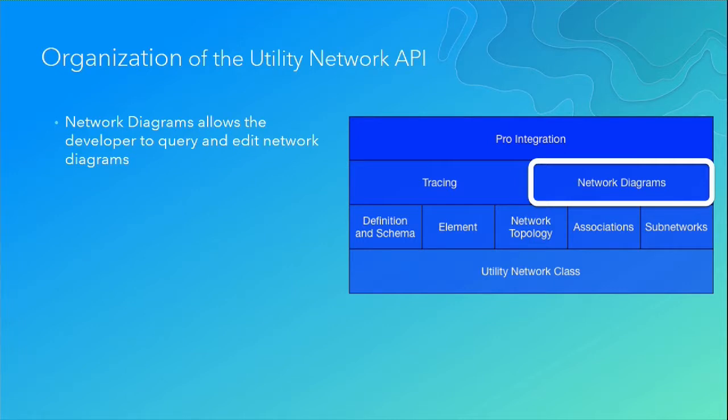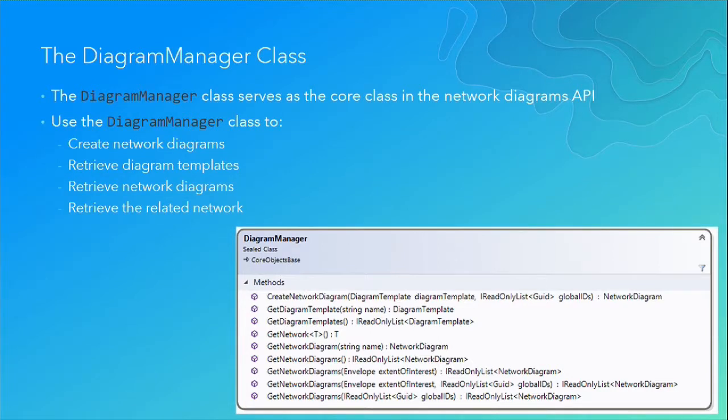Network diagrams. This is roughly equivalent to the old ArcGIS schematics functionality that used to be in ArcMap. Network diagrams are included with the utility network. As a first-class citizen, we provide a full API to get to them. There's a Diagram Manager class. Guess where the Diagram Manager class comes from? Good, you all got it, or at least you're laughing. One of the two. Yes, it is the utility network object.